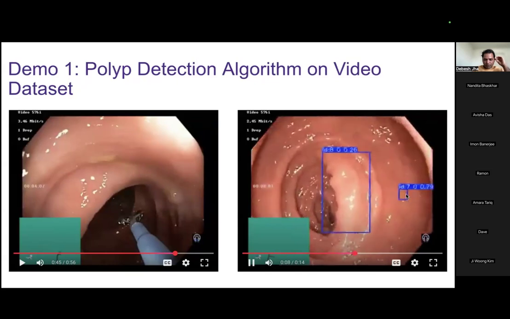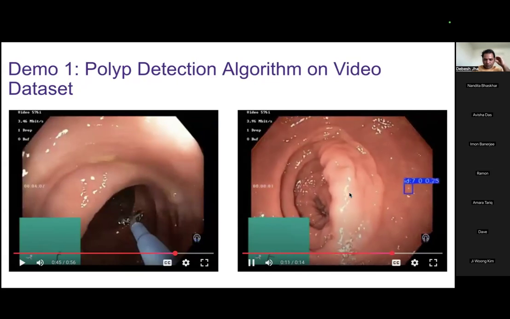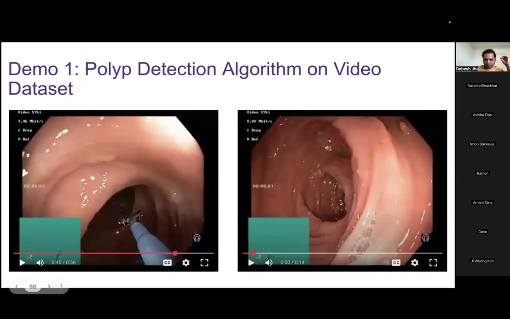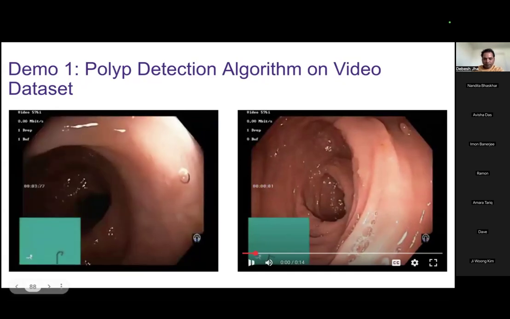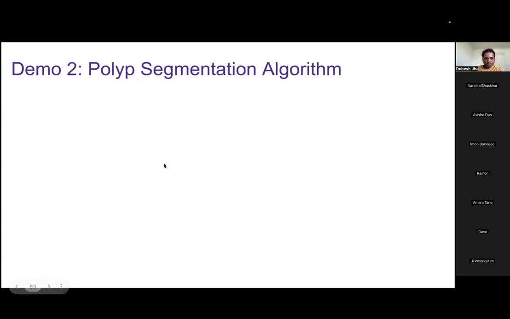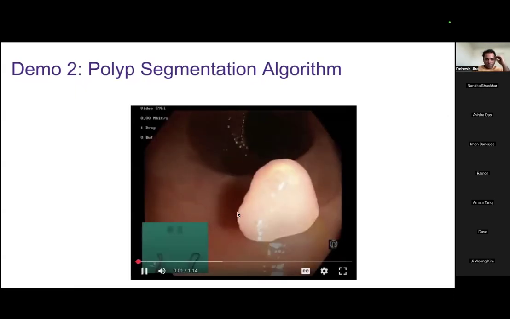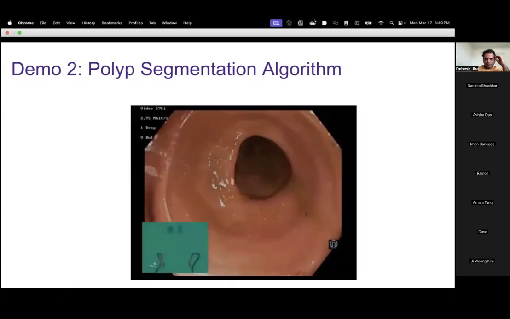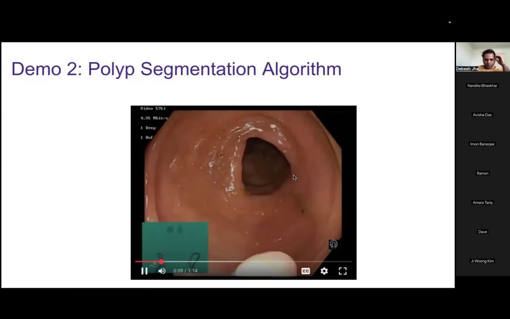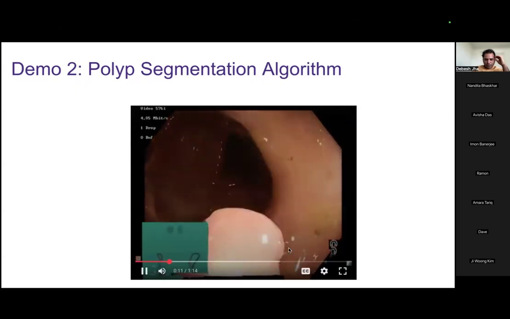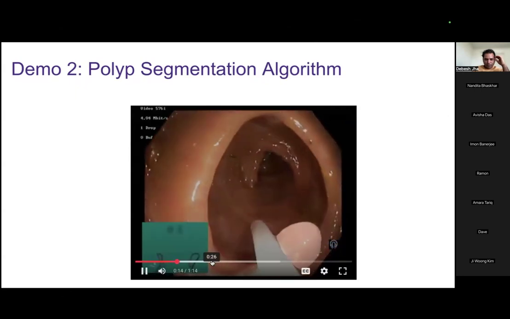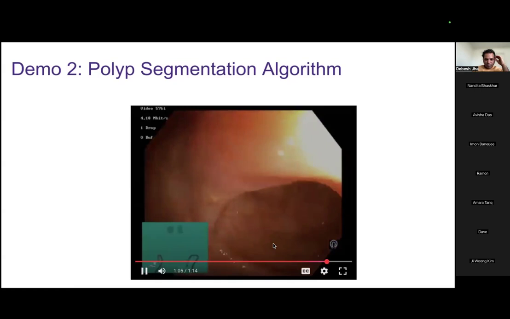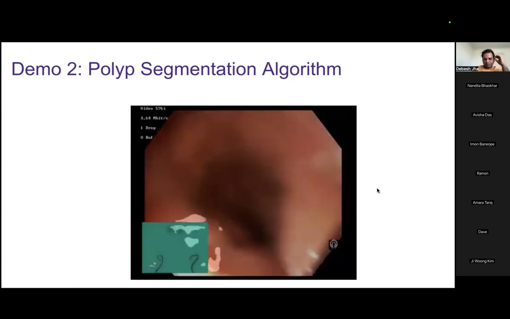So even the model is able to find this small polyp. This might be a false positive. So yeah, this is another demo for the segmentation. The model is able to detect or segment polyps with high accuracy. You can see some of the false positives, so we don't want those.